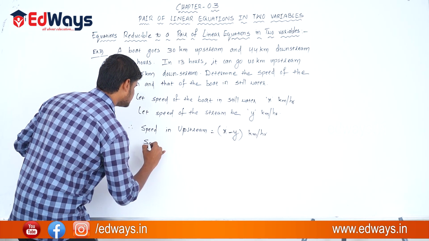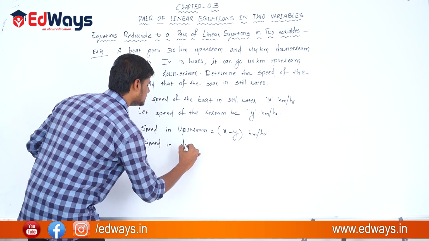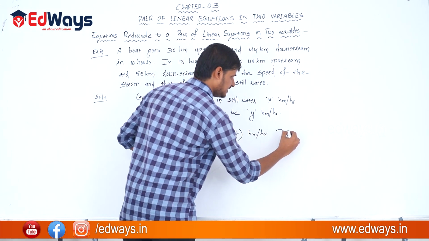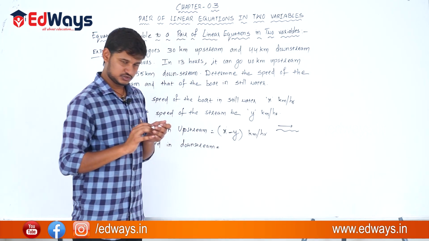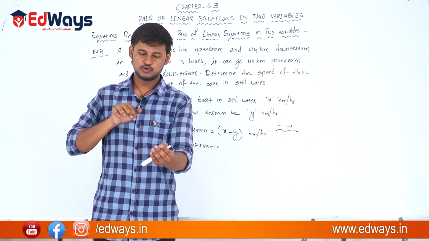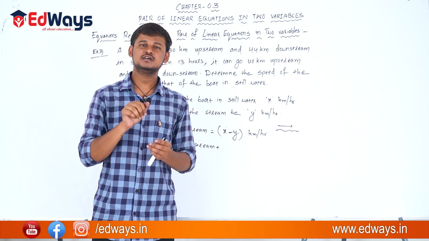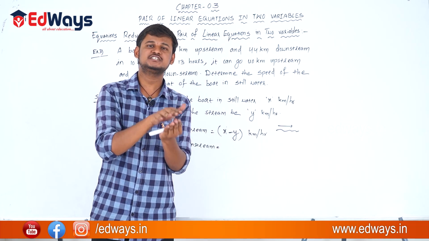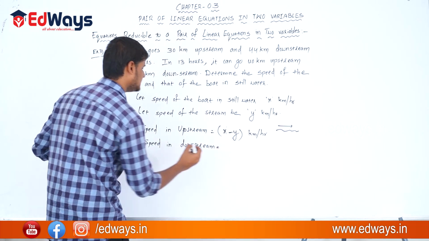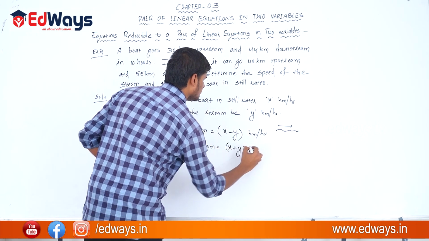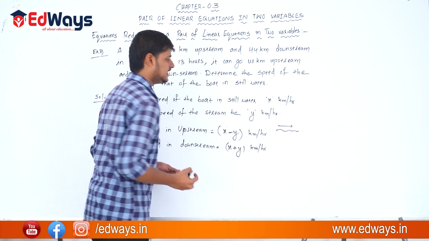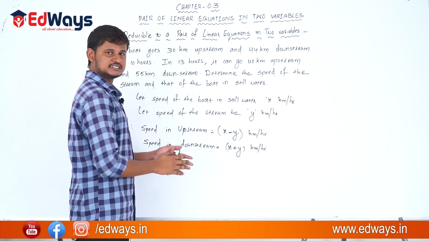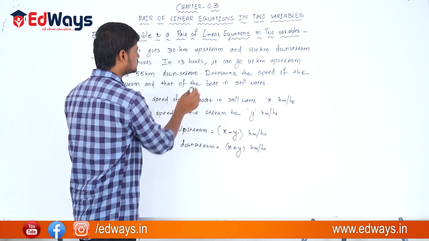Now what happens to the speed in the downstream? Speed in downstream will be equal to: the stream is flowing in this way and the boat is also going in this way. So the speed of the boat plus the speed of the stream will add up. In that case I can write x plus y kilometers per hour. If you understand this topic, you can easily solve this question.